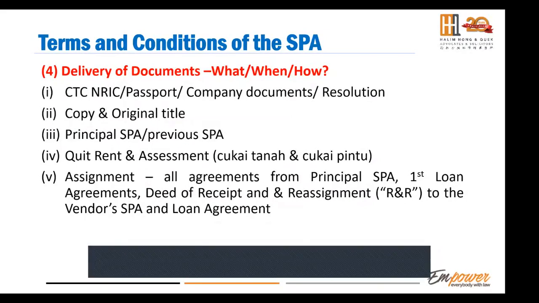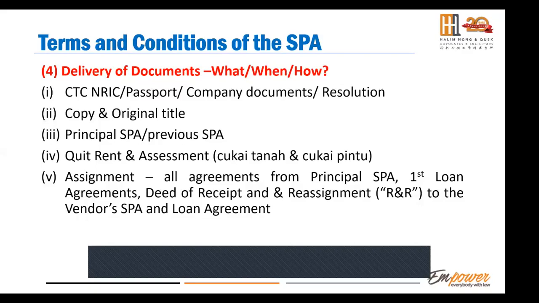If it's a company, we will ask for the constitution. Last time we asked for Form 24, 44 and 49. Now they have come out with different section names, so you have to list it out. And if either the vendor or the purchaser is a company, a board of directors resolution is a must. This is to authorize the company to enter the sale and purchase agreement. All those must be certified true copies.